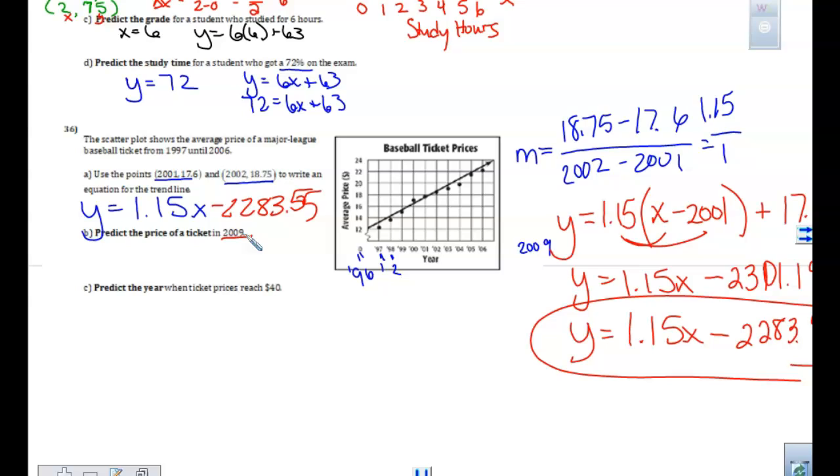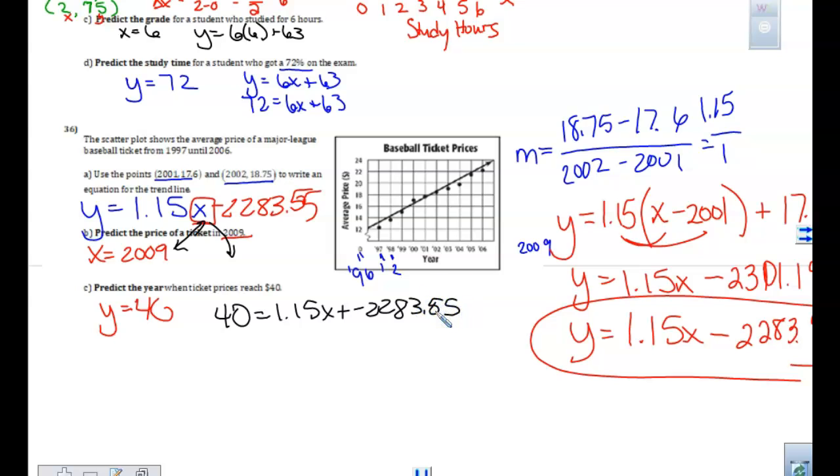Is that my x or my y? 2009 should be x. So I'm going to go into this equation, and instead of x, I'm going to put in 2009. But this question says, predict when the prices will be 40. Oh, 40 looks like it's way out there, right? Maybe now in terms of this graph. So this is when y equals 40. I'm still going to use my equation. It's just that in this one I'm replacing x, and in this one I'm replacing y. So this one would be 40 equals 1.15x plus a negative 2283.55. Does that make better sense? Okay.